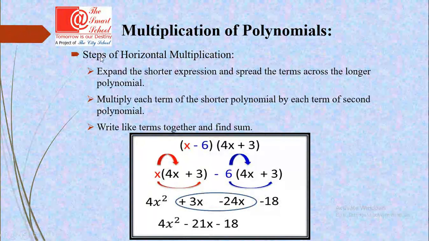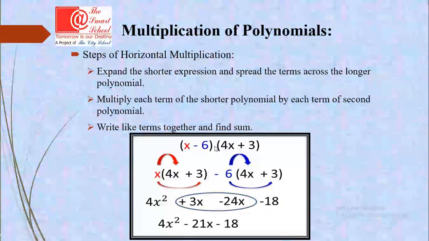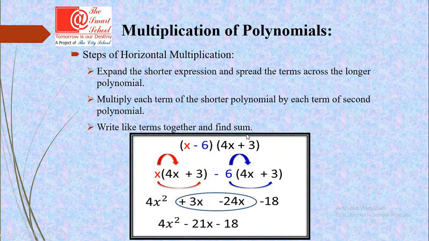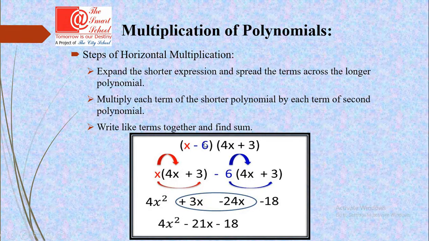Now steps of horizontal multiplication. Expand the shorter expression and spread the terms across the longer polynomial. Like here we have both polynomials. Which type are they? Yes, these are binomials. Both have two terms. But this is actually bigger, so we will write it inside, 4x plus 3, and we will break it. We can call it take one and break one. So we have taken this one and we have broken this one.